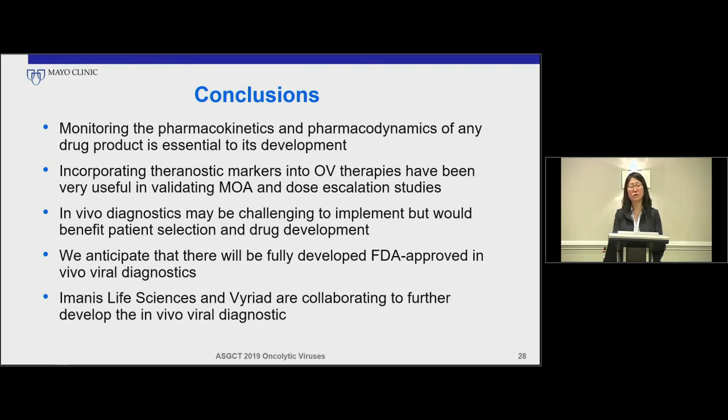In vivo diagnostics, however, could be challenging to implement, but it would definitely help us in our patient selection and perhaps perform better clinical trials at less expense and earlier, and accelerate drug development. We anticipate that there will be fully FDA approved in vivo viral diagnostics in the future as we continue to develop it, and Imanis and Virotherapy are collaborating in that effort to push this concept forward.